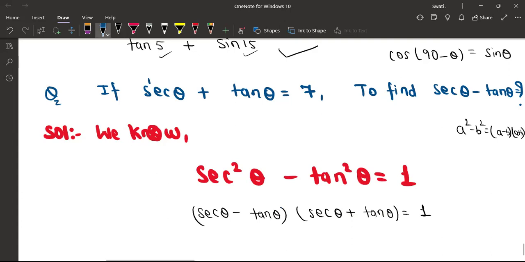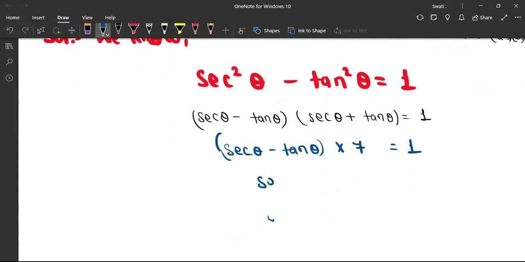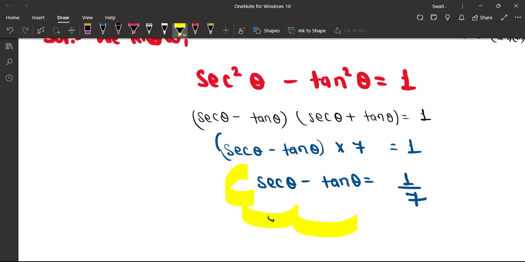Now we only have to find sec theta minus tan theta, right? So we will leave it as it is, and the value of sec theta plus tan theta is already given, correct? So this will become 7. So they are connected by multiplication. So we have sec theta minus tan theta times 7 is equal to 1, and we have to find sec theta minus tan theta. So can we not just shift 7 to the other side so that it will become 1 by 7? Yes, yes. That's the answer. We wanted to find sec theta minus tan theta and we have got the answer. Clear, Manya?